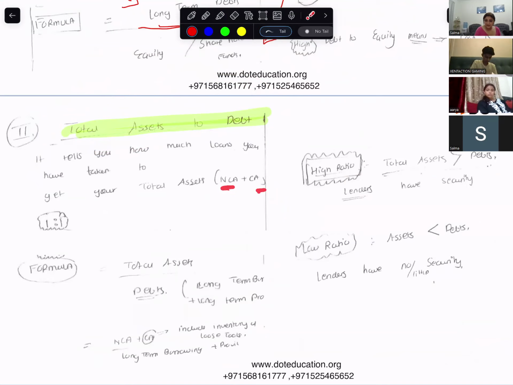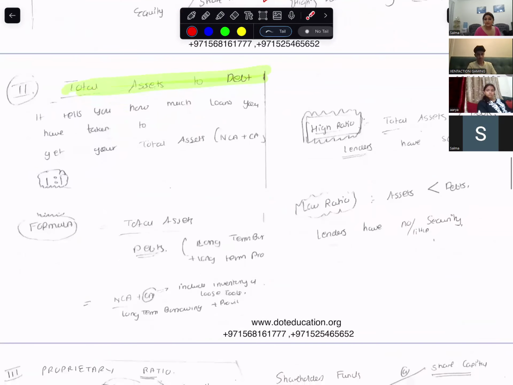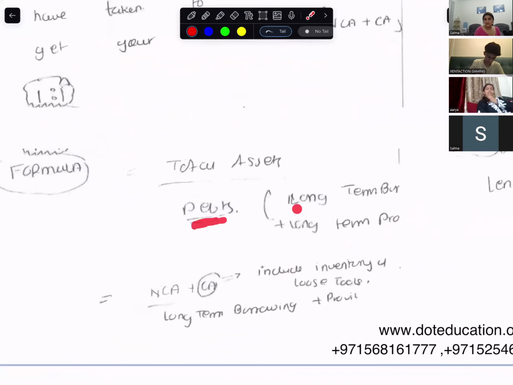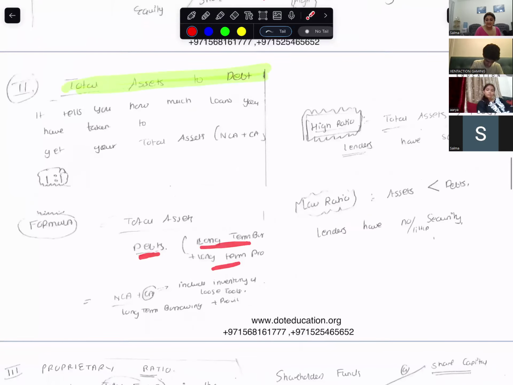When I am talking about debt, what is the formula for debt? Long-term borrowing plus long-term provisions. What is the formula for debts? It is long-term borrowing plus long-term provisions. What is the formula for total assets?